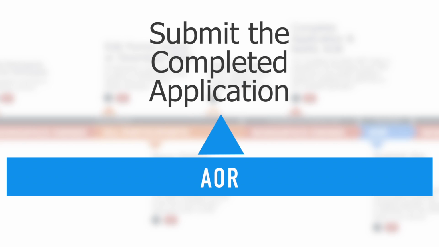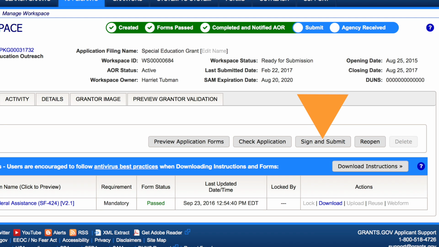The sixth phase of the Workspace workflow begins when the AOR has been notified that the application is ready for submission. The Sign and Submit button will be activated for the AOR, and he or she will have the option of submitting the application or reopening the workspace for further changes to individual forms.